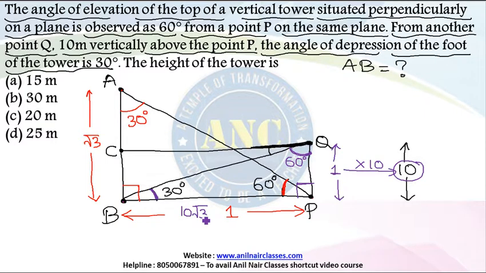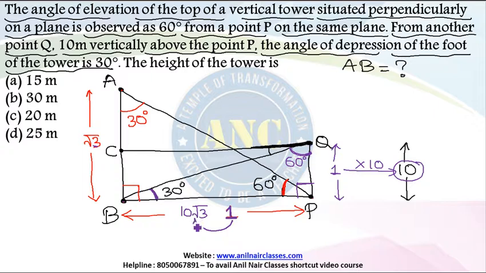But can I also say that this BP value cannot be 1 and also 10 root 3. It should be either 1 or 10 root 3. Let us convert this 1 into 10 root 3. That means I should multiply all these first triangle values.